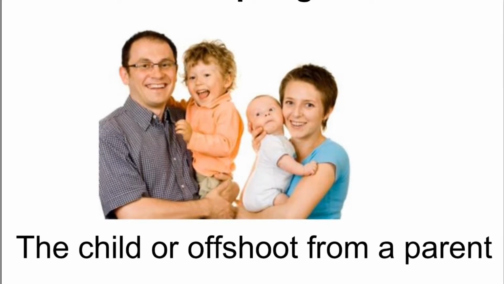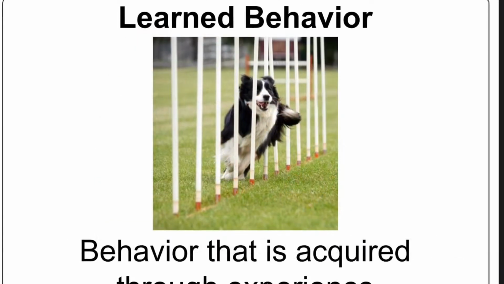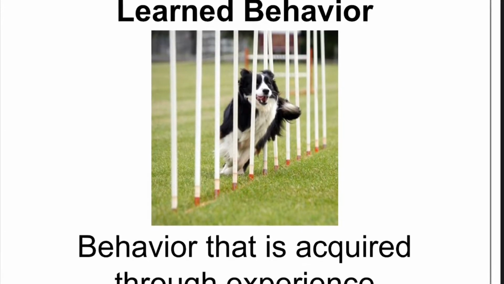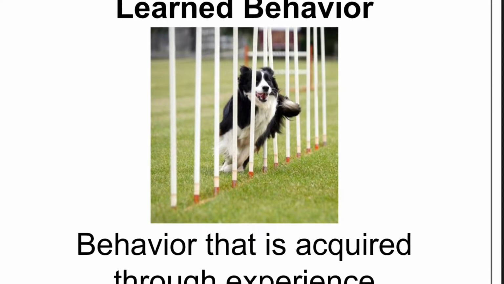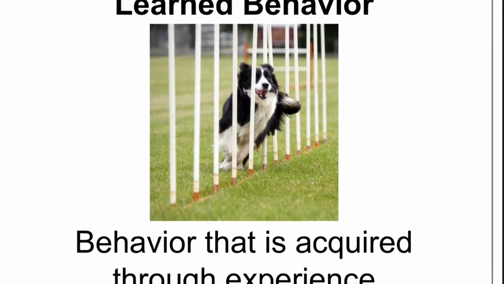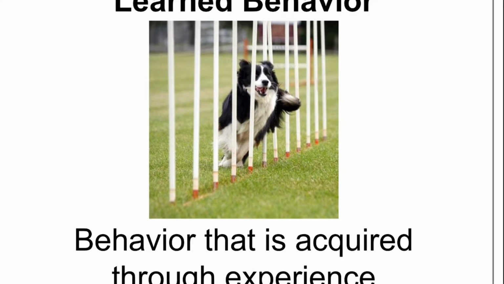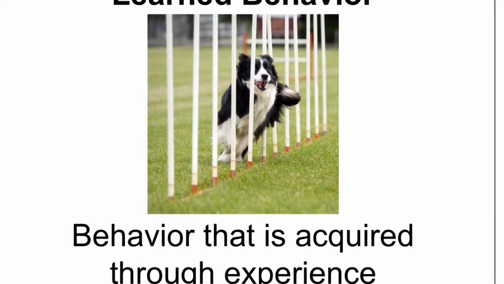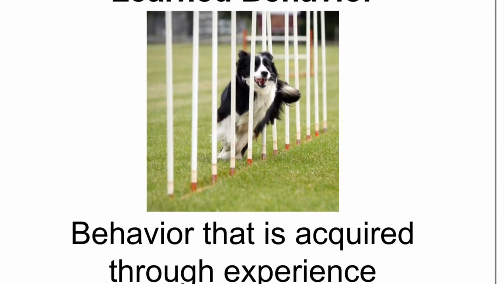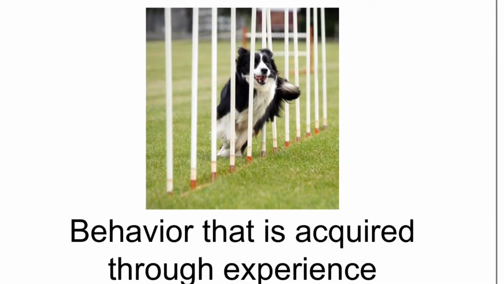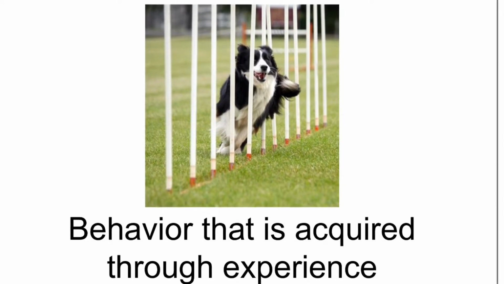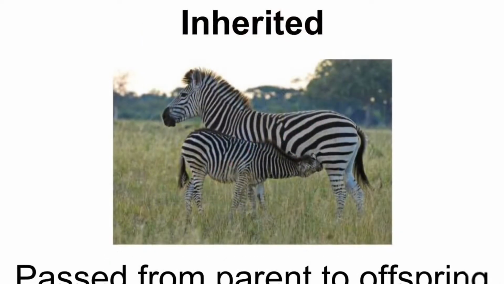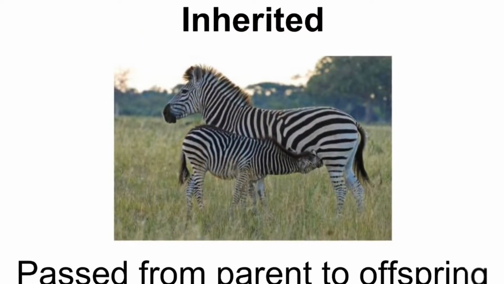Our next vocabulary word that we're going to be going over is learned behavior. Learned behavior is behavior that is acquired through experience. So, as you can see, this picture of this dog right here, he is running through these sticks because he learned how to do that. It's a learned behavior.